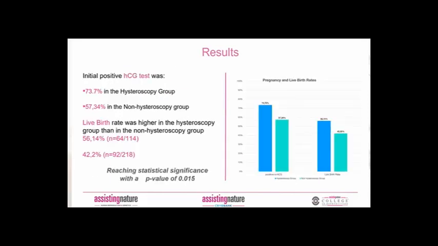Initial positive HCG test was 73.7% in the hysteroscopy group and 57.3% in the non-hysteroscopy group. Live birth rate was higher in the hysteroscopy group than in the non-hysteroscopy group, 56.1% and 42.2%, reaching statistical significance with a p-value of 0.015.